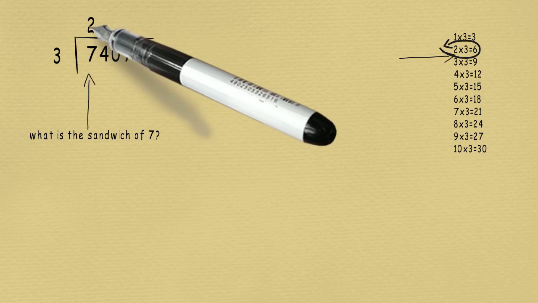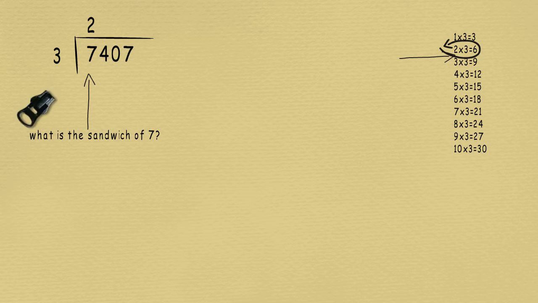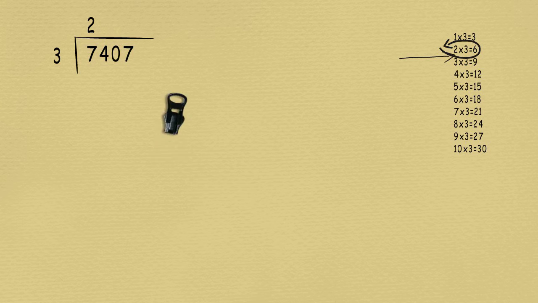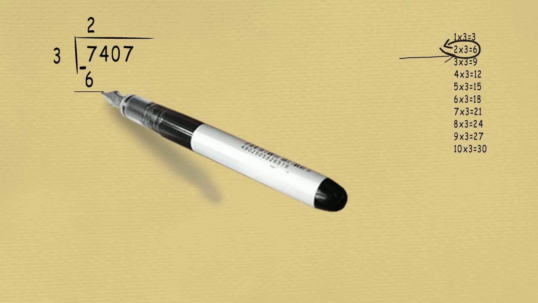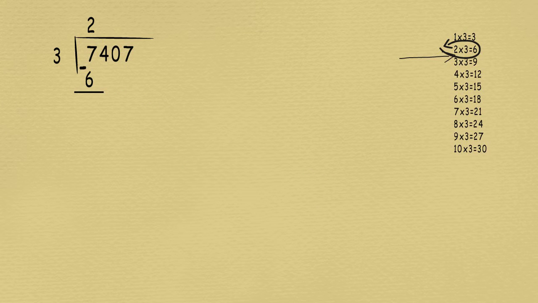And I'm going to write down 2 on top of the division house. And I'm going to write down 6 right underneath the number 7. And I'm going to perform a subtraction. So I have 7 minus 6 equals 1.